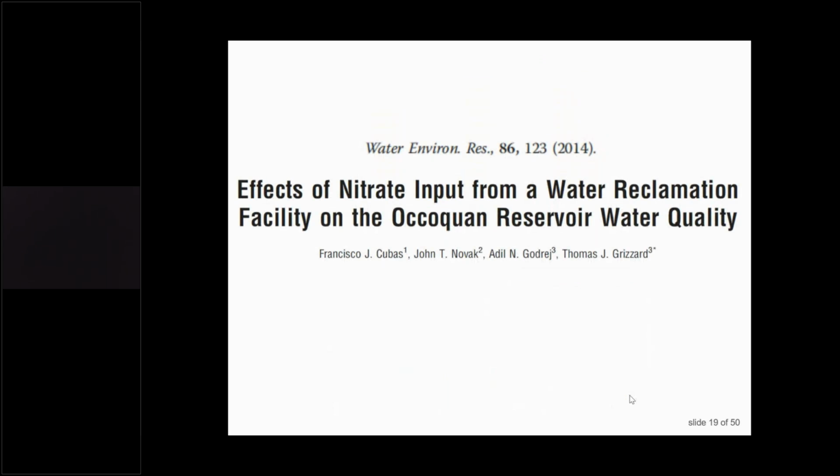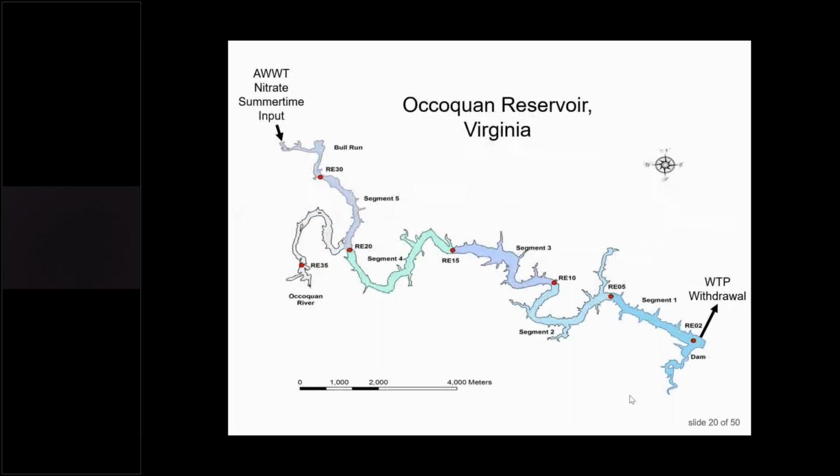This same phenomenon was shown in Occoquan Reservoir in Virginia. This is from Francisco Cubas and Tom Grizzard and others at the Occoquan Watershed Laboratory near Manassas. So, the effects of nitrate input from a water reclamation facility on Occoquan Reservoir water quality. It's a big reservoir.